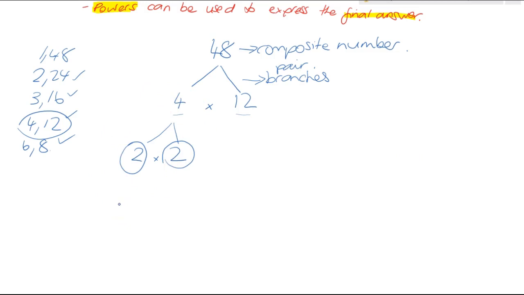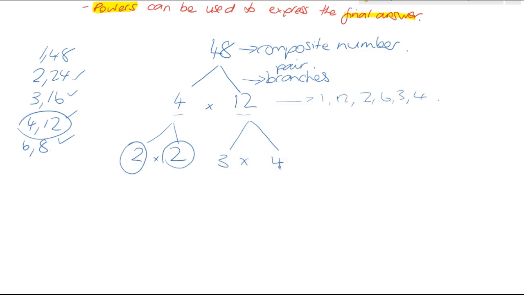Excellent. Okay, here I've got 12. Now, I could use any pair of factors for 12. Again, it doesn't matter. I should eventually get to the same answer. So I've got 1 and 12 to choose from, 2 and 6, and 3 and 4. Okay, I'm going to choose 3 and 4 just because.